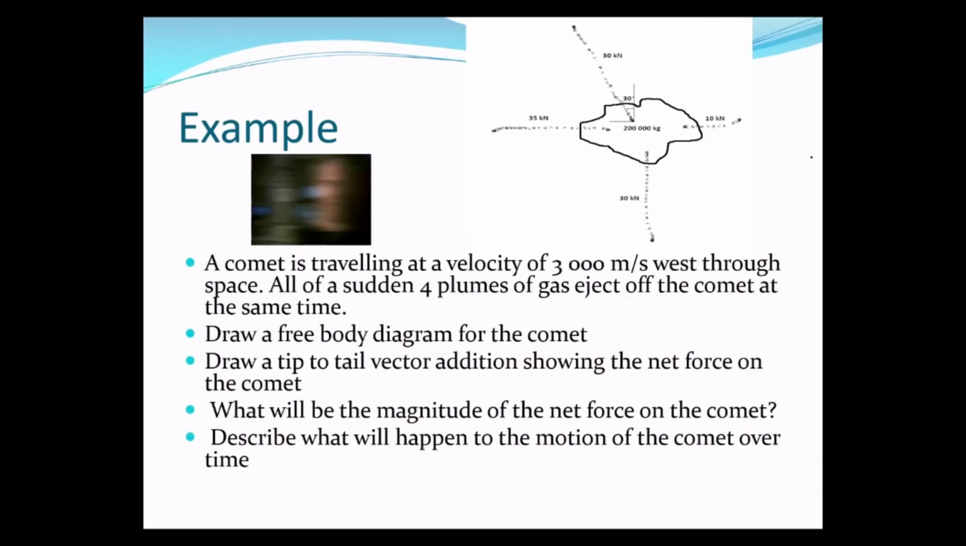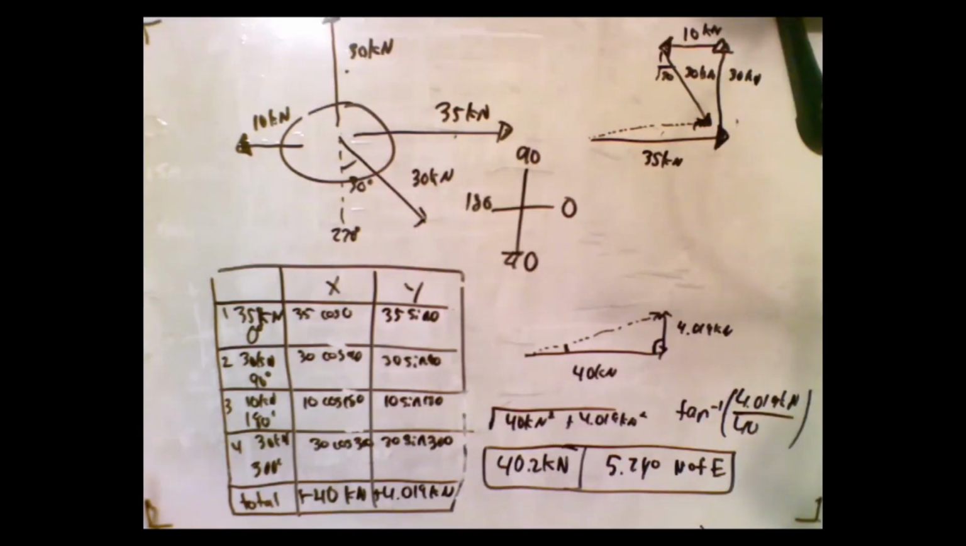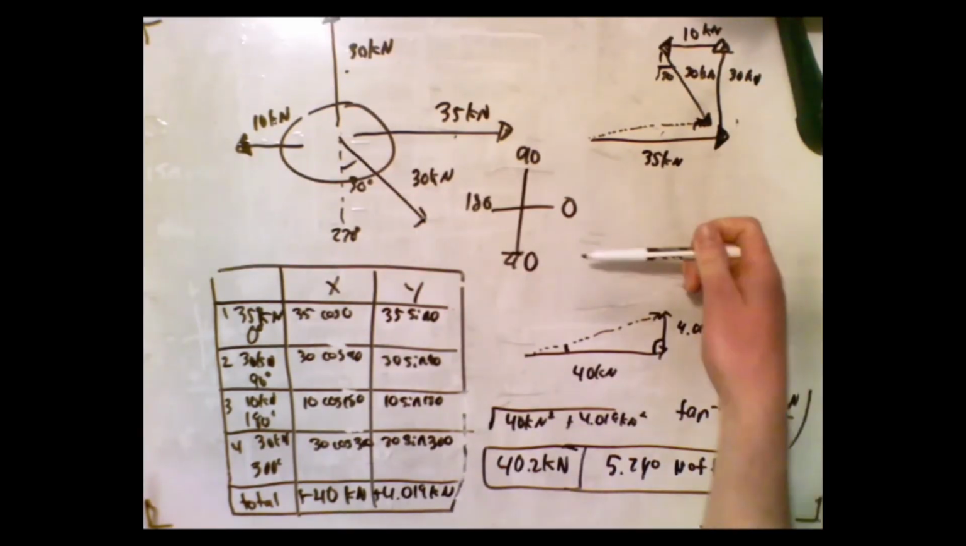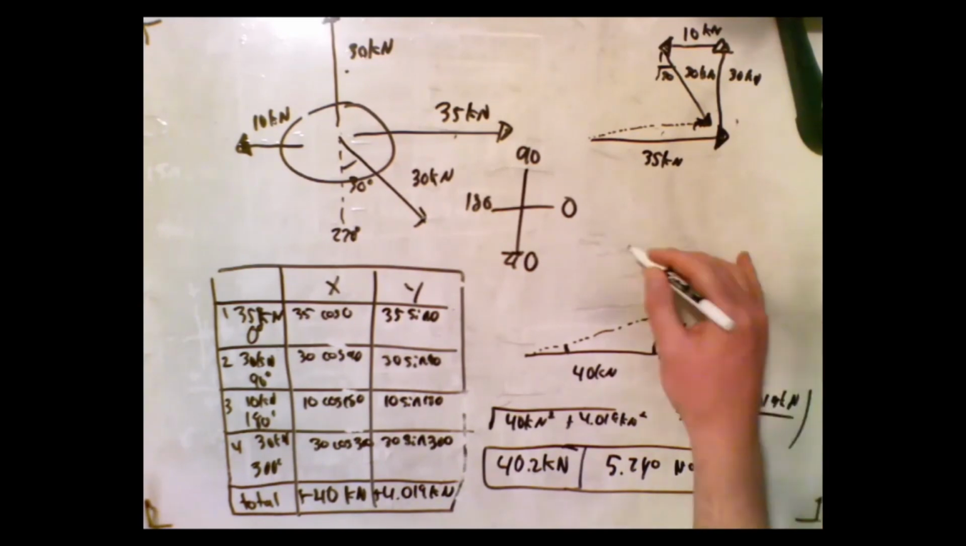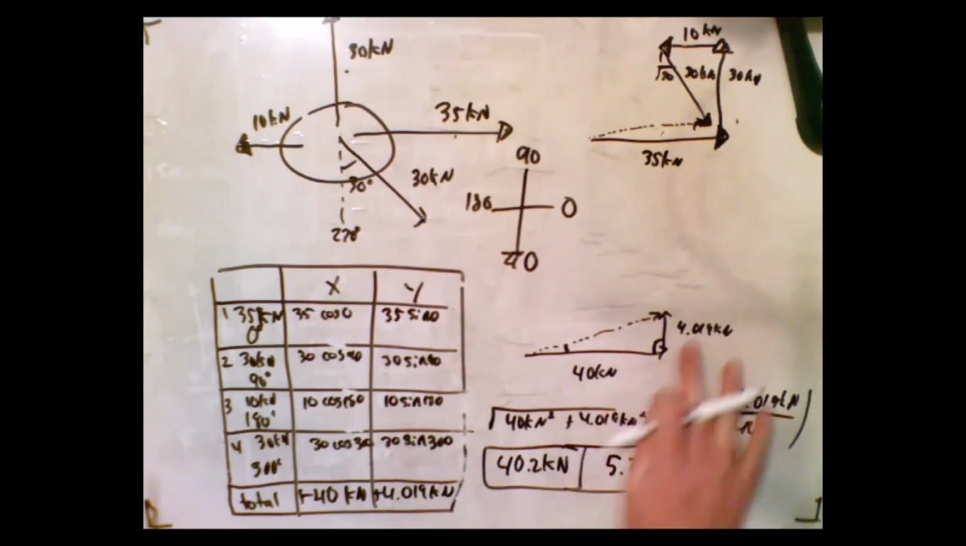So the last question will be, describe what will happen to the motion of the comet over time. Okay. So what that means, so originally it was traveling west through space. So it's traveling west through space, so it's going this way, and then all of a sudden it experiences this total x and this total y force.